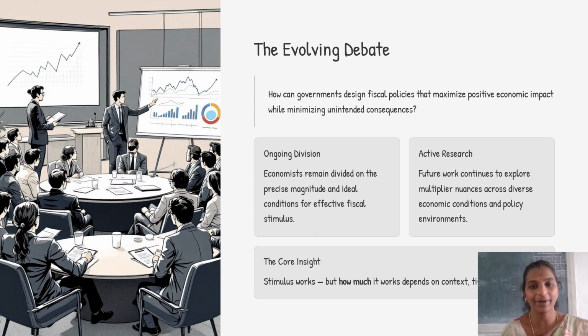There is ongoing division, active research, and the core insight. Economists remain divided on the precise magnitude and the ideal conditions for effective fiscal stimulus. Future work continues to explore multipliers across diverse economic conditions and policy environments. Stimulus works, but how much it works depends on the context.